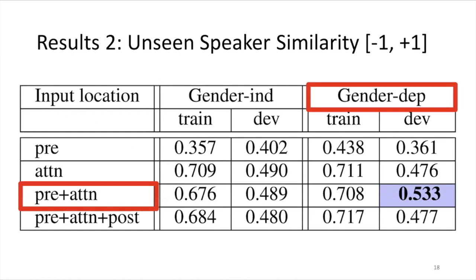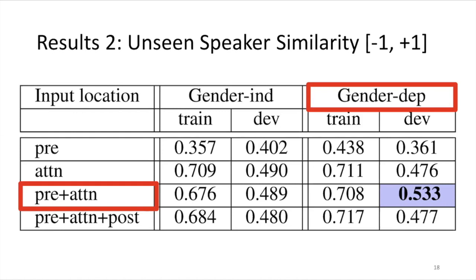For additional results, we look at gender dependent versus independent and also input location. So the metric we're using here is cosine similarity, which ranges from -1 to 1. And higher values mean more similar. So what we're comparing with this similarity is, we extract X vectors from the original speech, and then we extract X vectors from the synthesized speech of the same target speaker, and then we measure similarity. So we want the synthetic speech to be as similar as possible to the original speech.